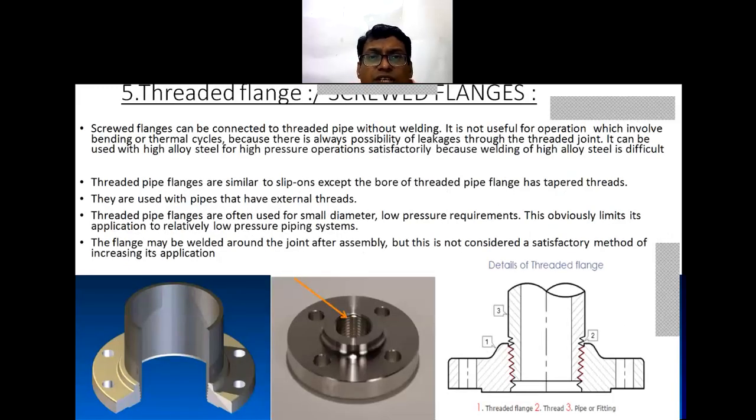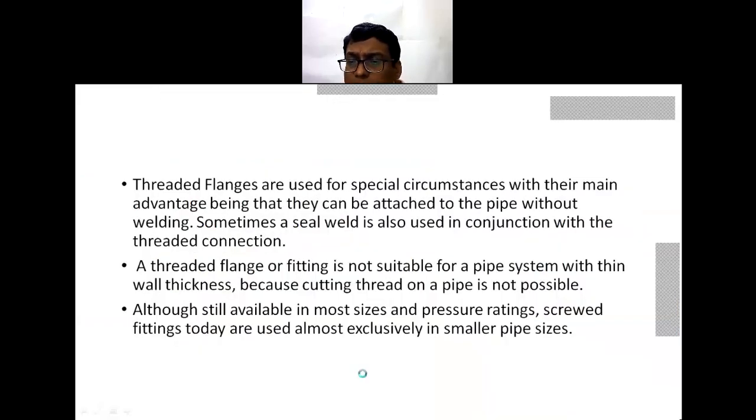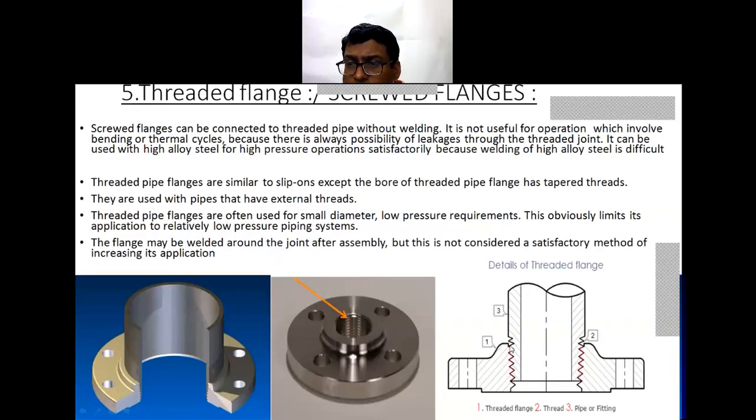The next is the threaded flange or screwed flange. So screwed flanges can be connected to the threaded pipe. Now inside of this bore, the threads are provided, and to this bore I can directly fit a threaded pipe, so that it will look like either this figure or this figure. So here you can see the threaded flange fitted with a pipe.